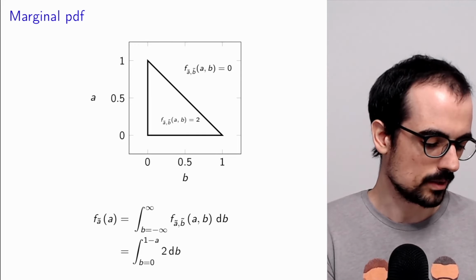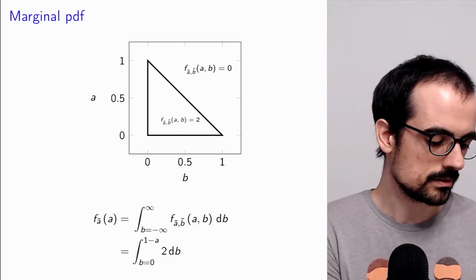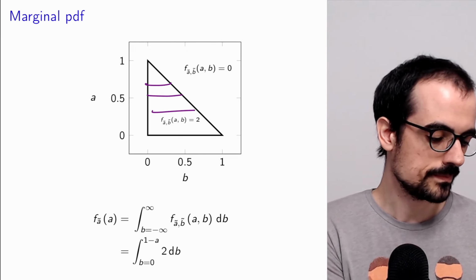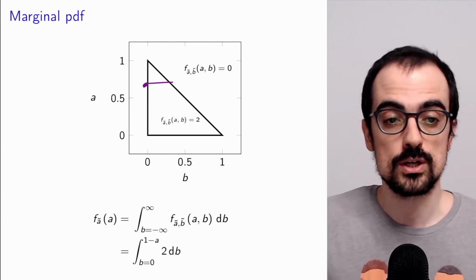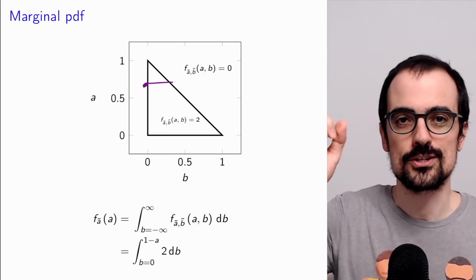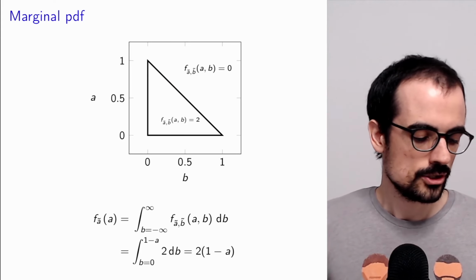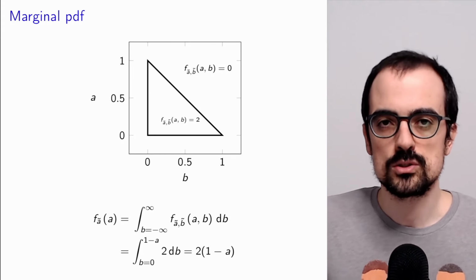So just to be clear here, what we're doing is we're integrating over b, okay? So if we want the value at this point, we integrate there. And you see that the non-zero values go from 0 to 1 minus a, so the marginal PDF is 2 times 1 minus a.